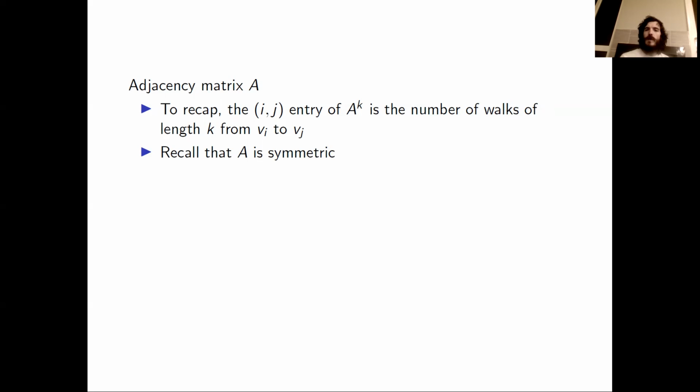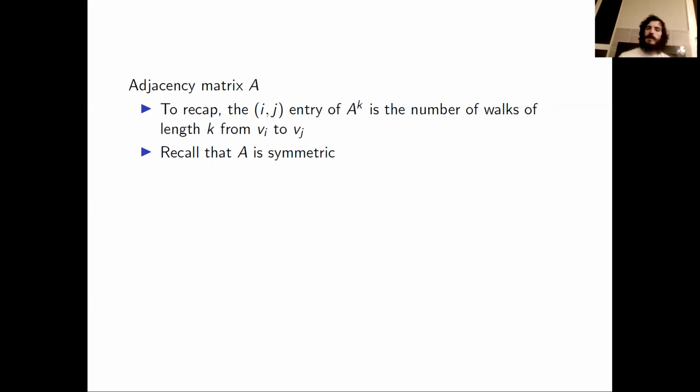Now, if we want to calculate the number of walks of length k from vi to vj, we see that this is easily calculated from A to the k. But calculating A to the k itself, this might take a lot of time unless we do it in an efficient way. We can recall that A is symmetric.